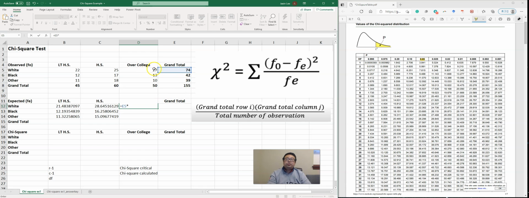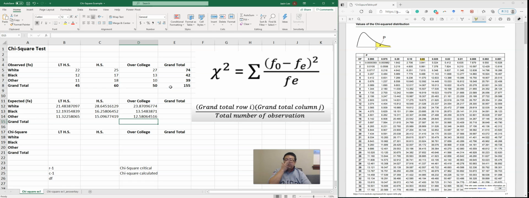Okay, so we are using 27 as over college and the white. So over college white in the cell. So grand total here and over college column. Okay, column total. Grand total column is here divided by total number of cases. Okay, so 42 multiplied by 50 divided by this number. Okay, so 10, we are using this cell. 39 multiplied by 50 divided by 155.